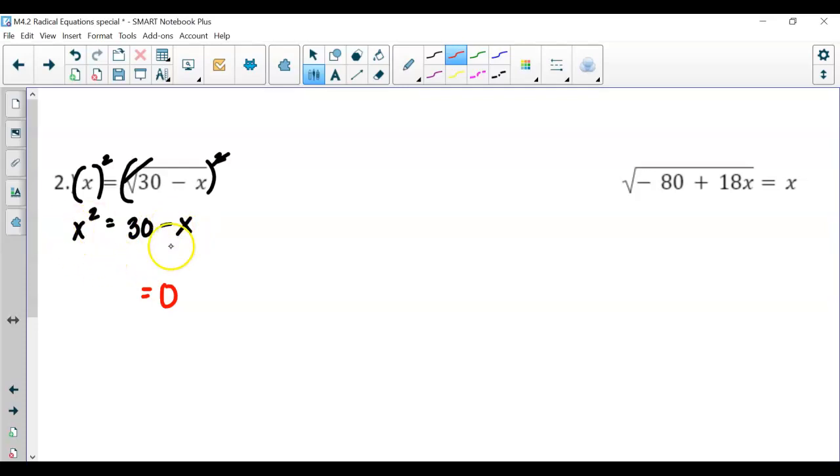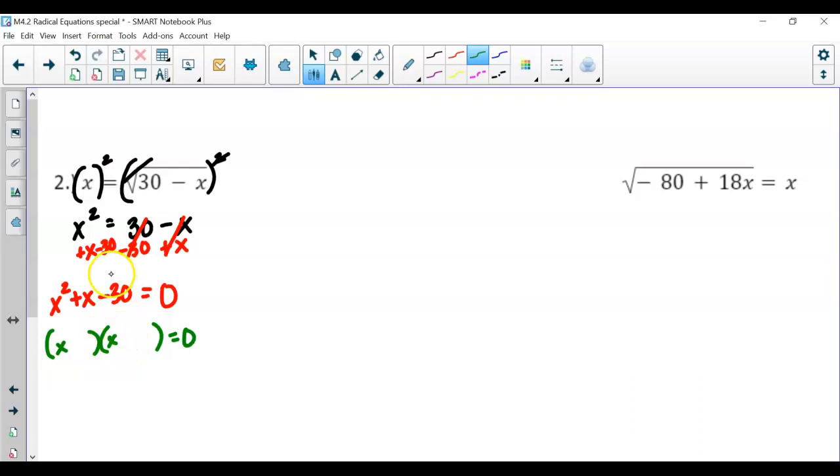So we need to move this stuff over. So we're going to add x to both sides. And how are we going to get rid of the 30? Subtract it. So subtract 30 from both sides. So now they both cancel out and we've got 0. So x squared plus x minus 30 is equal to 0. Now notice the x here by itself. So we're going to go through and solve by factoring.